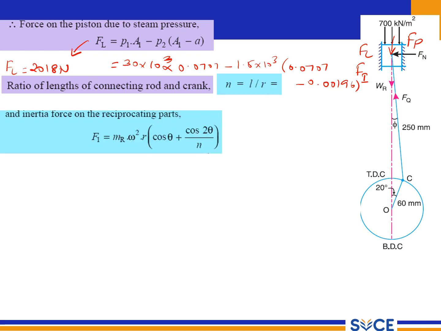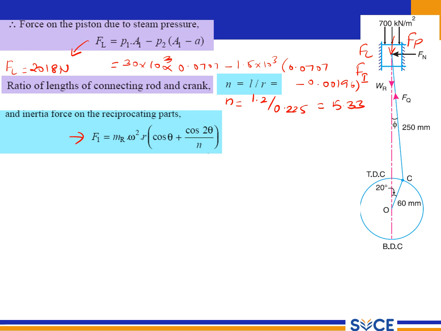So if I am substituting n equal to L by R, I am getting n as L is 1.2 divided by the crank radius in meters, 0.225, which comes around 5.33. Now we can go for this inertia force calculation.